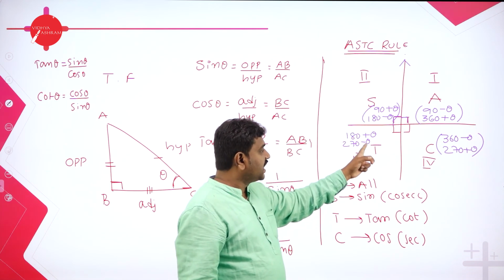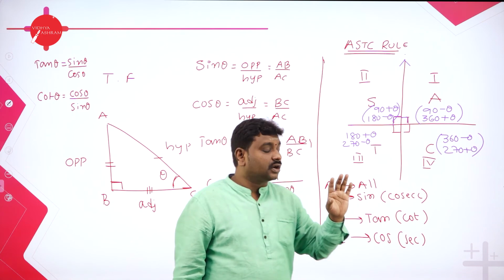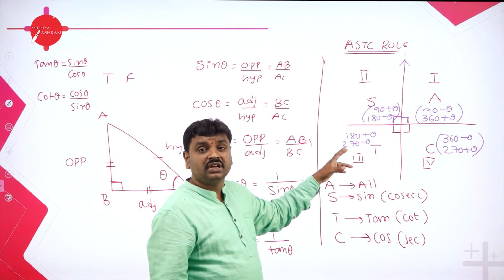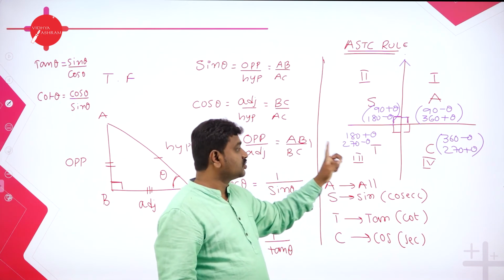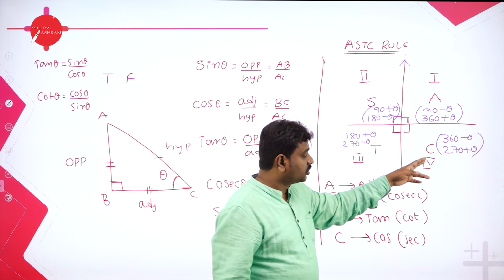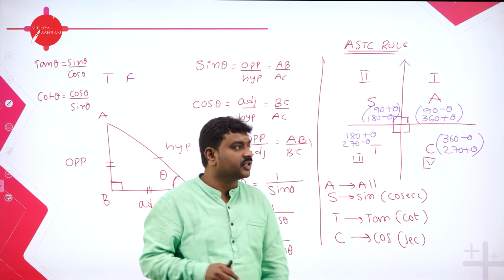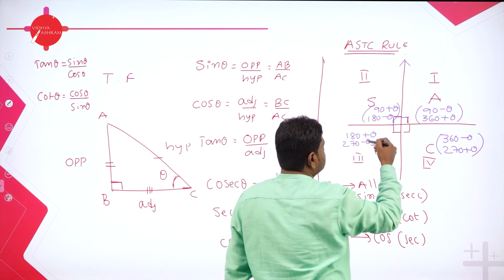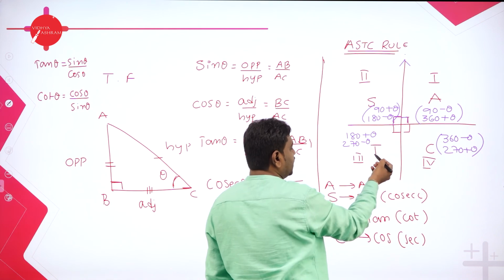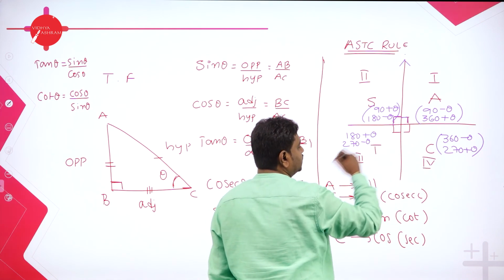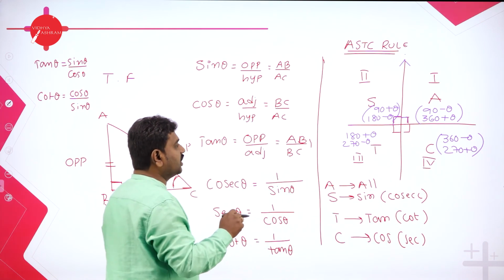In third, tan and its reciprocal. Tan and cot are positive in third. When can you say it belongs to third? If the angle is more than 180 and less than 270. And in fourth quadrant, only cos and secant are positive. So, remember the alphabets. ASTC. All, sine and cosecant, tan and cot, cos and secant. So, ASTC in order, you should remember.